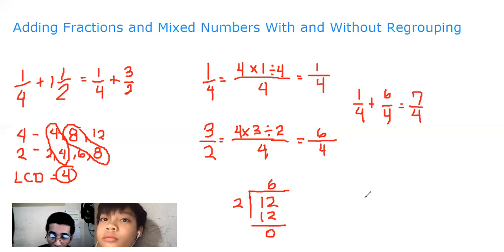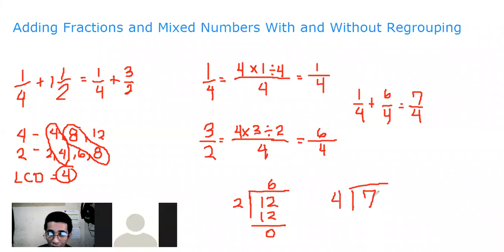Yung nasa taas, siya yung nasa loob ng box. Then, si denominator, siya yung nasa labas. So, 7 divided by 4. What is 7 divided by 4? So, 7 divided by 4, that is 1. Then, 1 times 4, that is 4. Then, 7 minus 4 is 3.